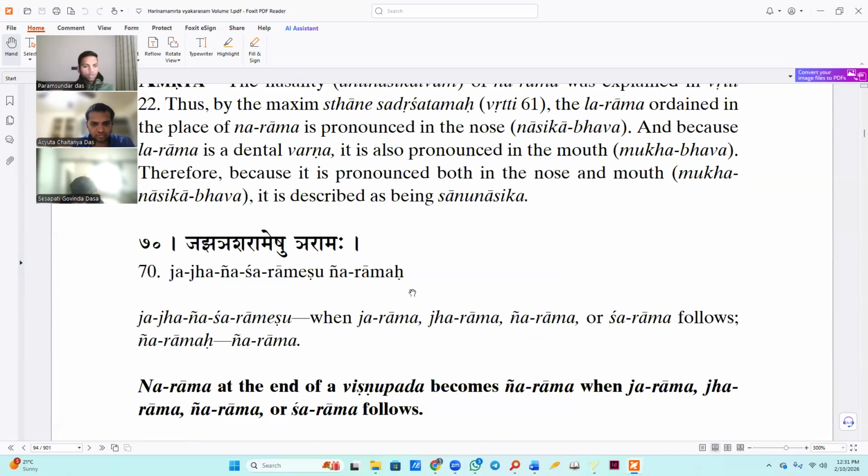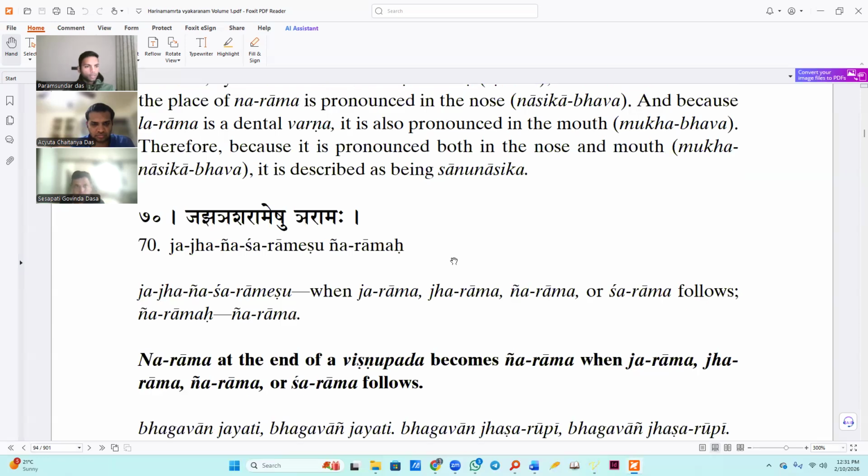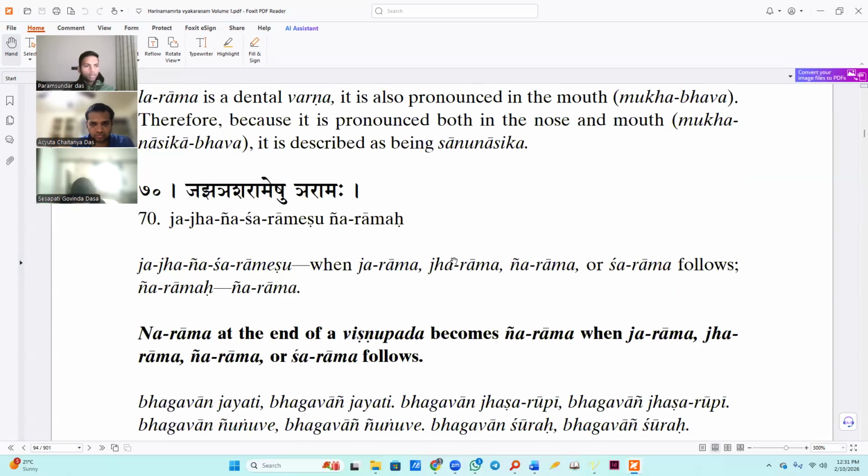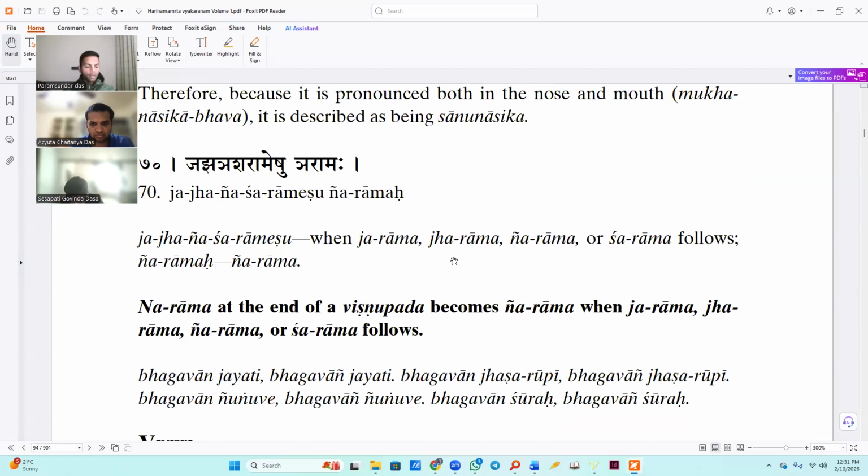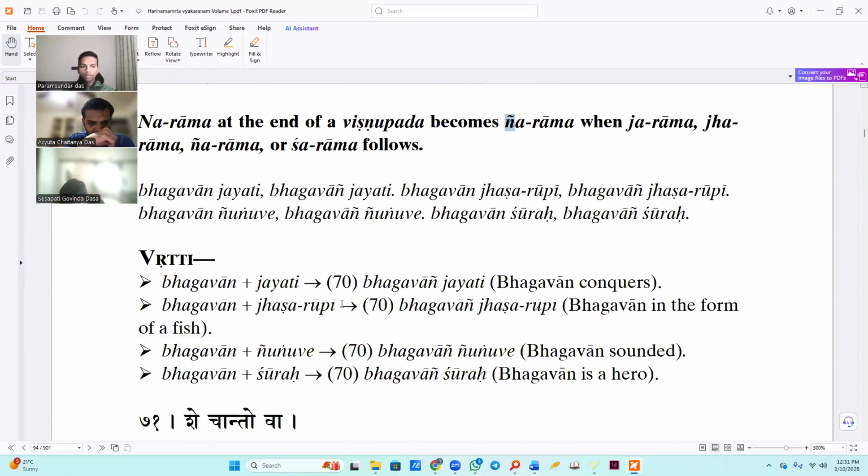Jajhanya Sharameshu Naramaha. If there is na at the first place, followed by ja, nya, or sharama, then na becomes nya. The change is na becomes nya. Examples are given here.